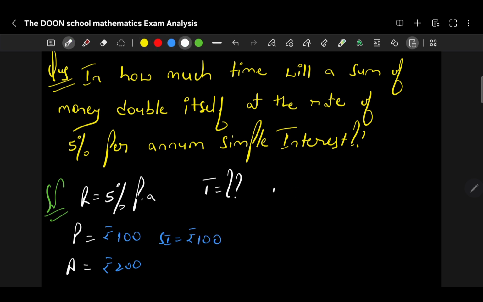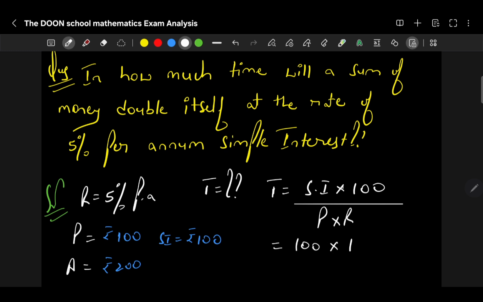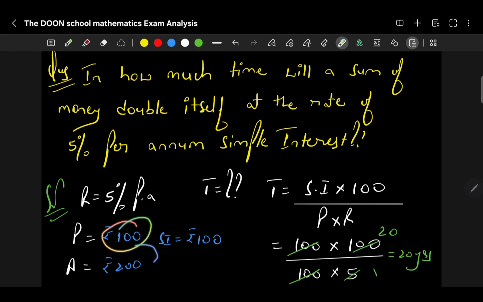The formula for time period is SI multiplied by 100 upon P multiplied by R. So SI is 100 and multiply by 100, and P is what? P is 100 and R is 5. All right, 5%. So 100 cancels, 5 into 20. It will take 20 years to double the sum. That means if you have 100 rupees, it will take 20 years to double this sum. You will get 200 rupees after 20 years.